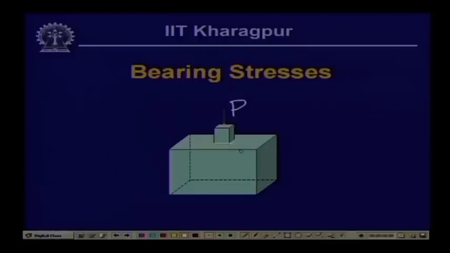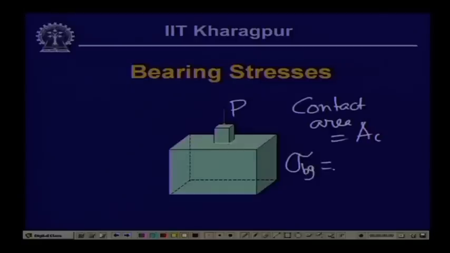By the term bearing, we mean that the bottom block is bearing the load of the top block. So, if the contact area between the smaller block and the bigger block is equal to AC, then the bearing stress, sigma bearing, we can write as the external force P divided by the contact area AC. So, this is called the bearing stress.